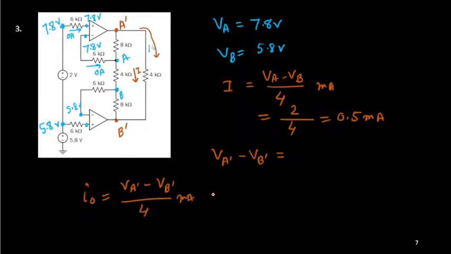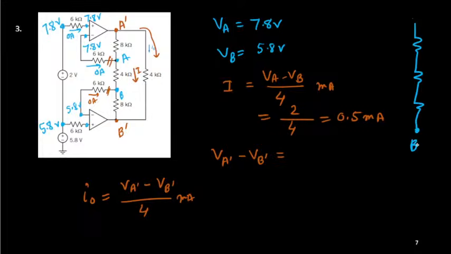But who can find VA prime minus VB prime? Anybody can try? So what is the circuit? You can see that this is 0 ampere, so I can consider this is disconnected. No current is flowing through this side as well. This is also 0 ampere, this is also disconnected. So basically these three resistances are connected in series. Am I correct?